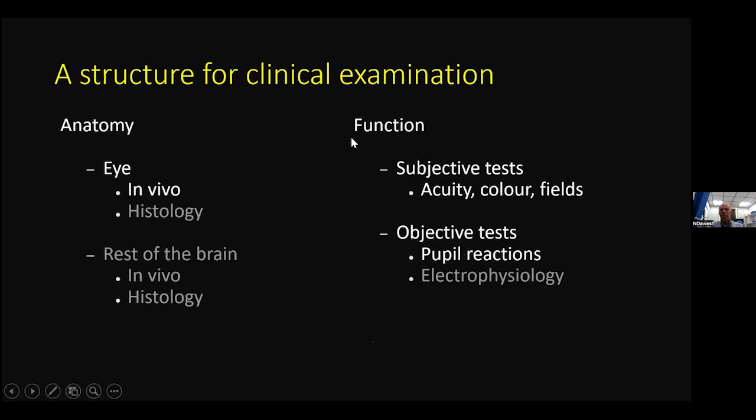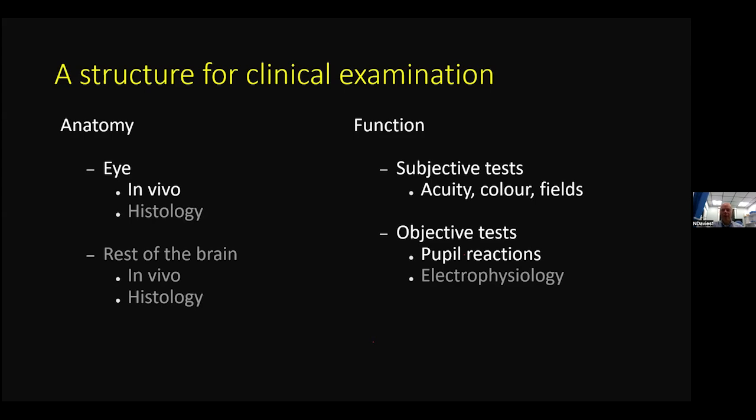And when you think about the way the visual system works, there are 2 sets of tests that we can do. One is the subjective tests, where the patient needs to give a response to a stimulus, like visual acuity or color vision or visual fields. And the other is the more objective tests, where the patient doesn't need to give a response. It doesn't really tell you what they perceive, because that's all internal, but it can give you an idea about the workings of the visual system to some extent.